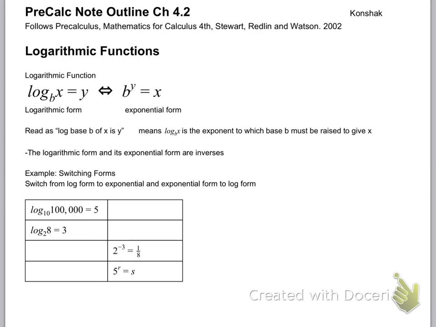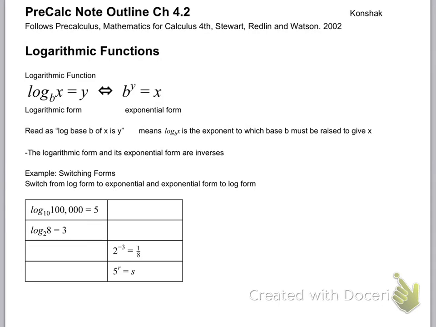So, moving on, we need to switch the forms back and forth. Write this on top of your paper: switching from log form to exponential form. I would like you to switch log base 10 of 100,000 equals 5 into exponential form, and log base 2 of 8 equals 3. Then switching to log form, 2 to the negative 3 power equals 1/8, and 5 to the r equals s. They're not always going to give you numbers. They may just give you variables, and you'll have to switch back and forth.